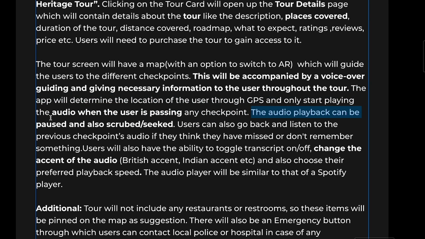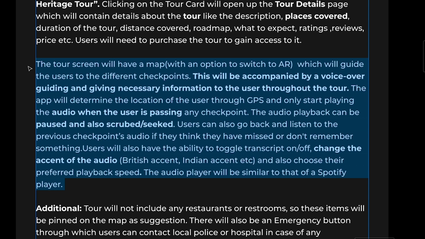The audio playback can be paused and also scrubbed, which is totally fine. And users can go back and listen to the previous checkpoint's audio if they've missed anything or they don't remember something. Users will also have the ability to toggle the transcript on and off, change the accent, and choose the preferred playback speed. The audio player will be similar to a Spotify player. Now he is giving an idea of how this works.